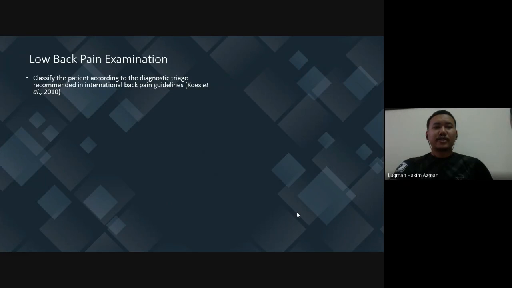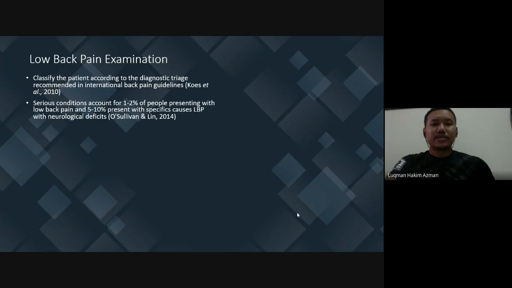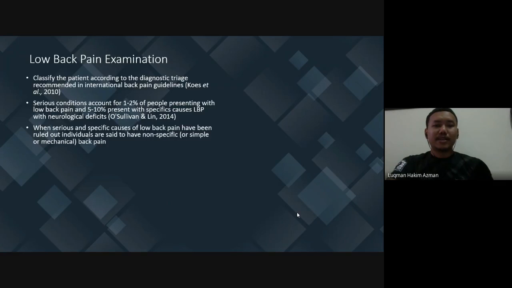So for the low back pain examination, the main aim of this examination is to classify the patient presenting with back pain according to the diagnostic triage recommended in the International Back Pain Guideline, which includes serious low back pain such as fracture, cancer or infection, and also specific causes of back pain with neurological deficit such as radiculopathy and cauda equina syndrome. This syndrome is rare, but it's important to screen for this condition and make sure that the intervention is correct for the correct type of low back pain.